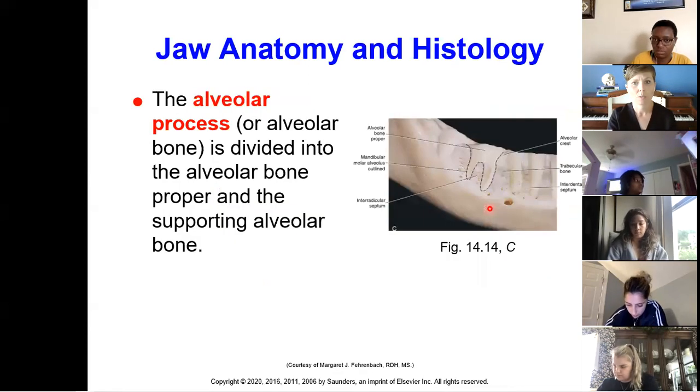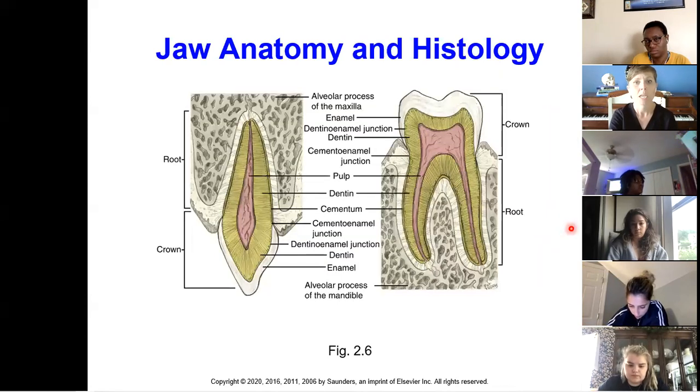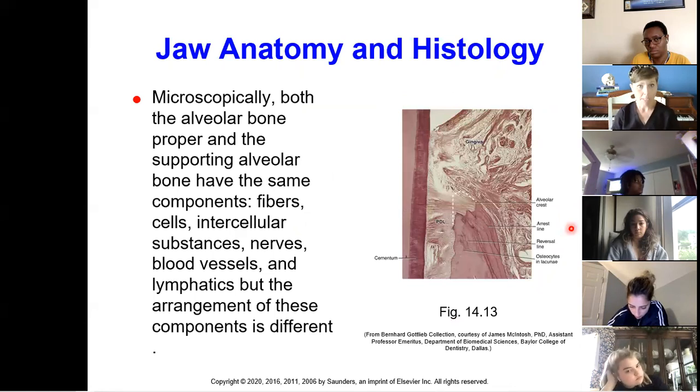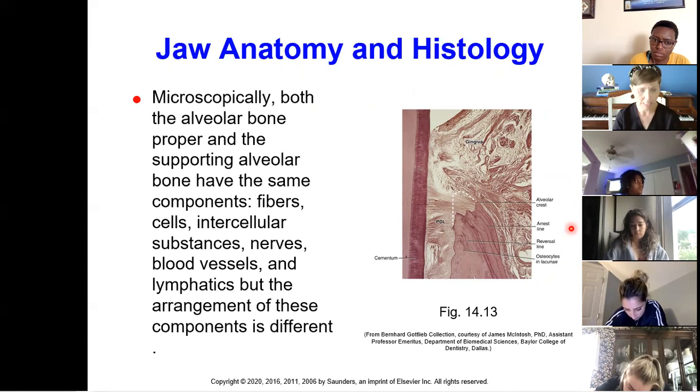Okay, where was I? Here. So, like I said, you have your alveolar process, which is this bone here, and then you have your basal bone, which is like this line, and then you have your body of the mandible. All right, microscopically, both the alveolar bone proper and the supporting alveolar bone have the same components: fiber cells, intercellular substances, nerves, blood vessels, and lymphatics. But the arrangement of these components is different.